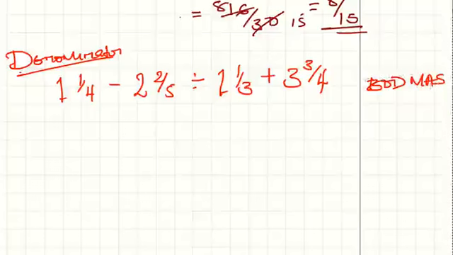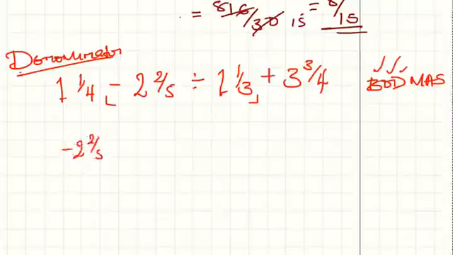So we don't have a bracket, we don't have of, however we have division. So what are we dividing? We are dividing negative 2 and 2 over 5 divided by 1 and a third. So we write here negative 2 and 2 over 5 divided by 1 and 1 over 3. The first thing we do is to change our mixed fractions into improper fractions.